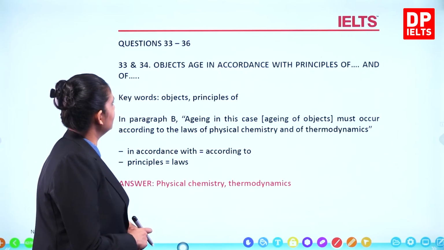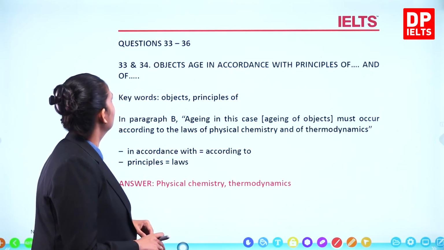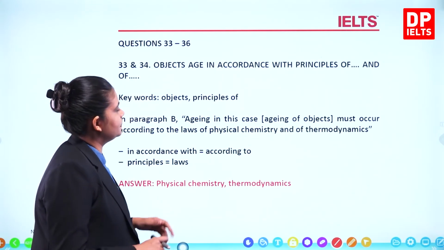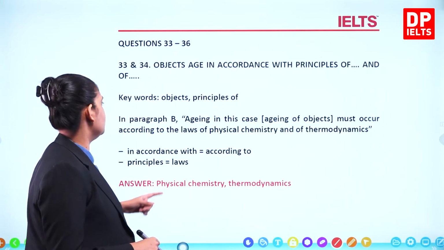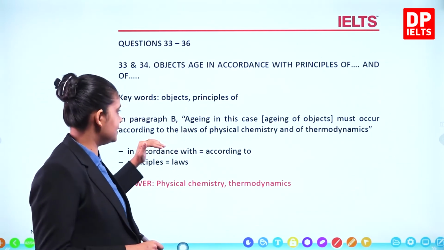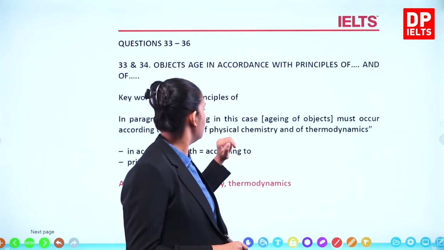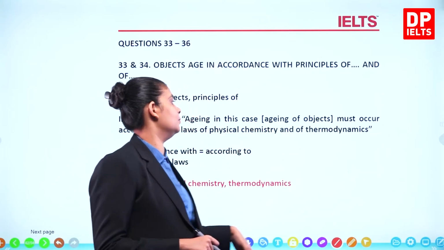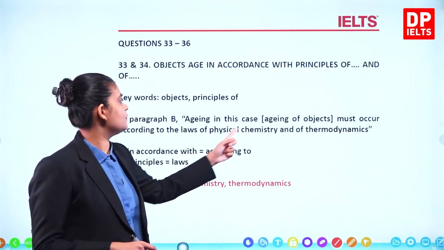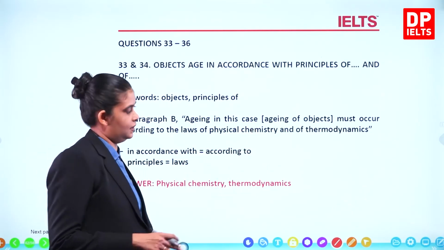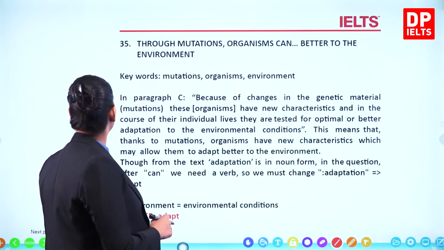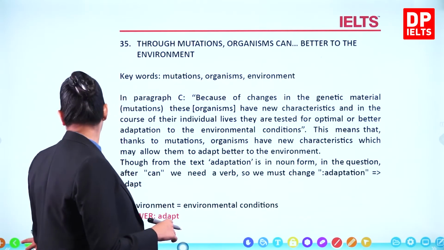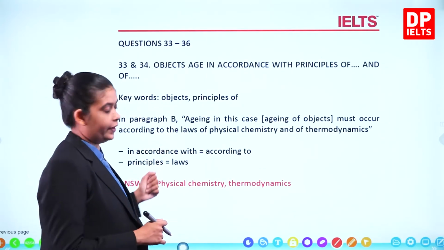Questions number 33 to 36. Okay. Objects age in accordance with principles of something and something. Okay. So if you go to para B, it states, aging in this case must occur according to the laws of physical chemistry and thermodynamics. So it should be physical chemistry and thermodynamics, or it could be either way. 35, because here 33 and 34 are together, right?